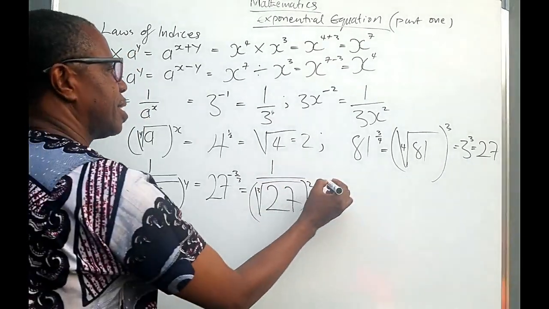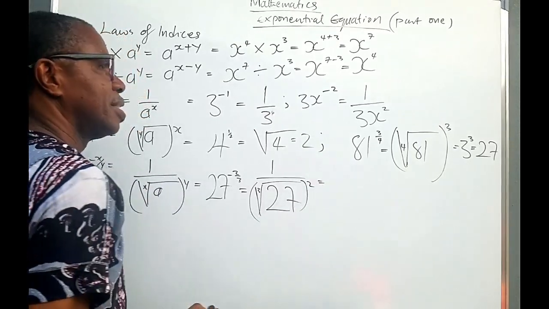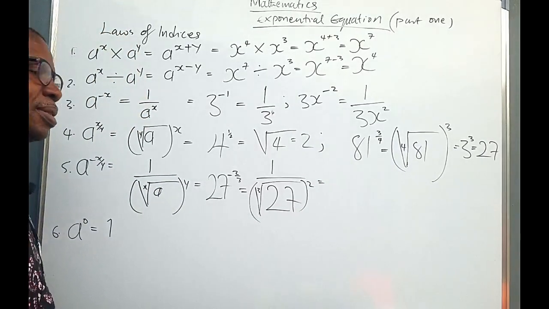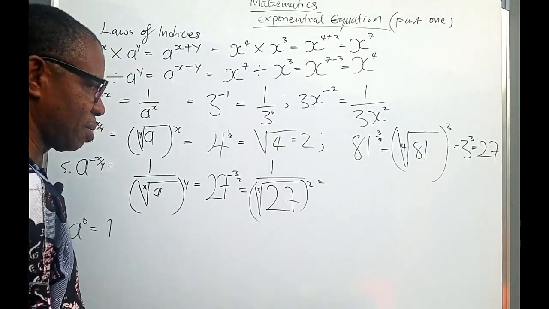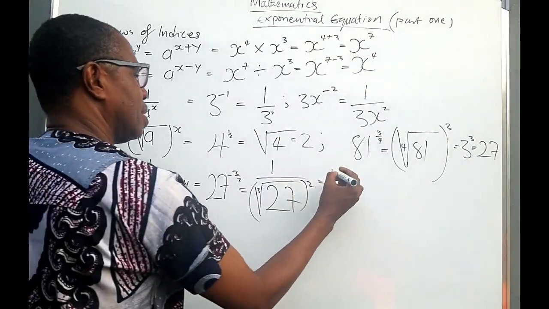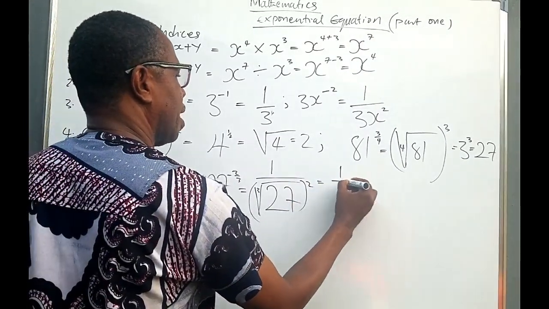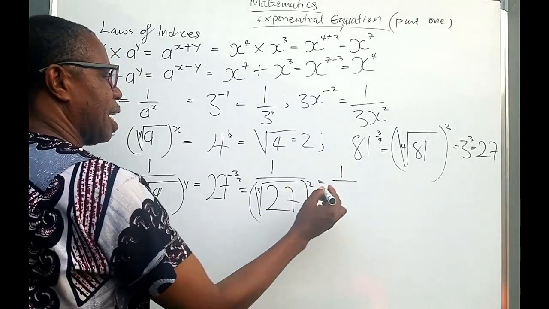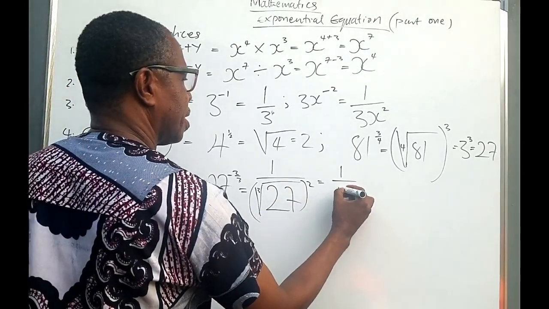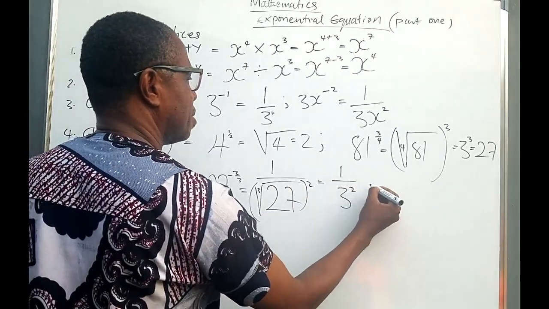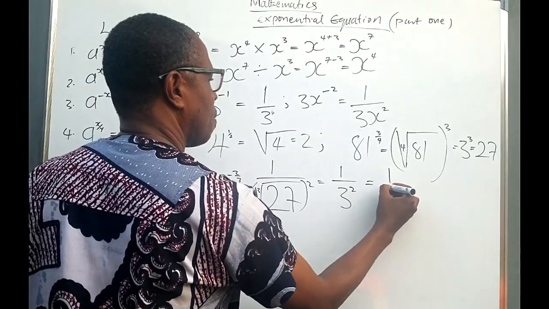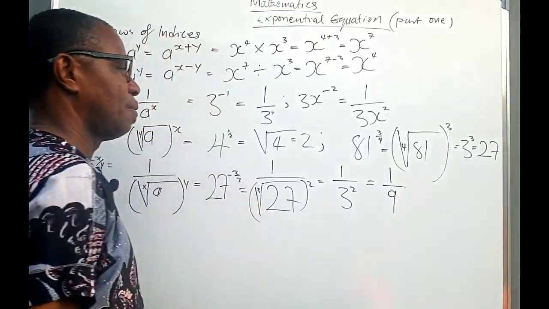And like I said, at this level of education, the calculator is there to help you to tackle this kind of situation. So the calculator will give you the cube root of 27, which is actually 3, all raised to the power 2. And the final answer will be 1 over 9.